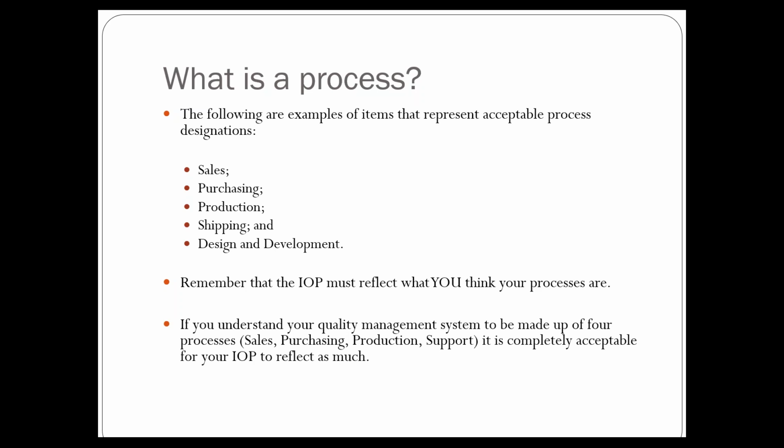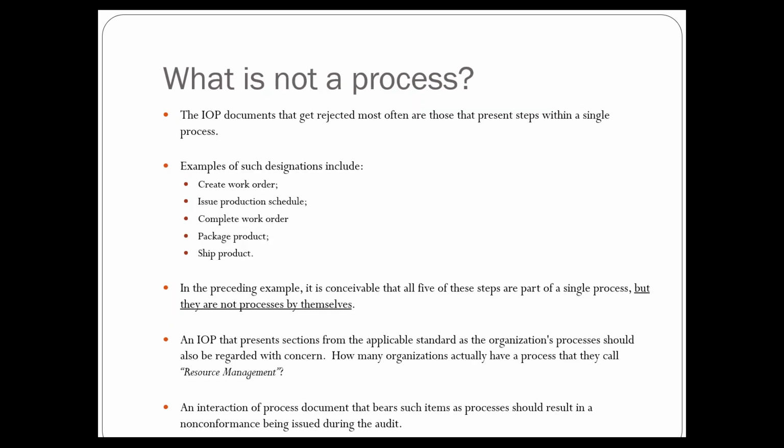If you understand your quality management system to be made up of 4 processes, such as sales, purchasing, production, and support, that's completely acceptable, and your IOP should reflect as much. So again, it's about what you think your processes are.